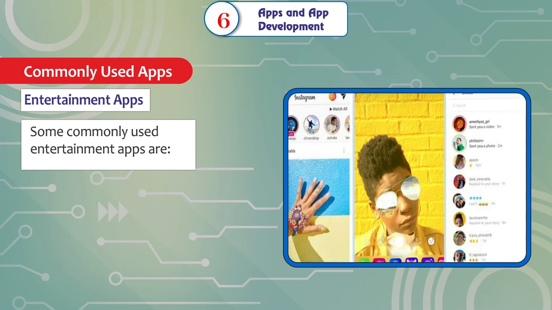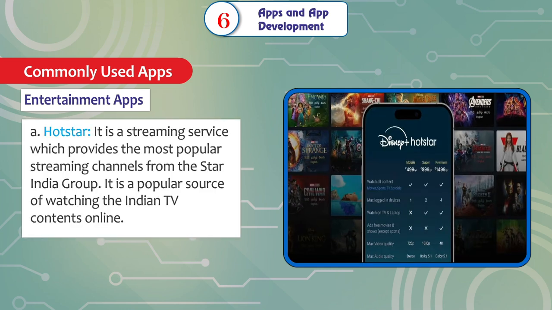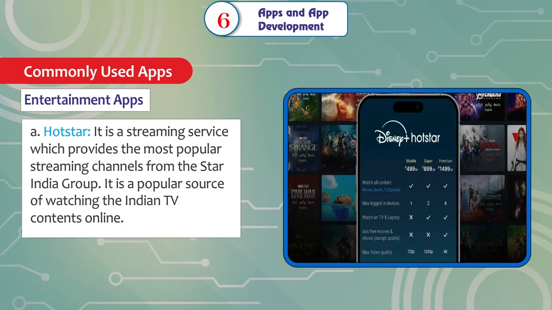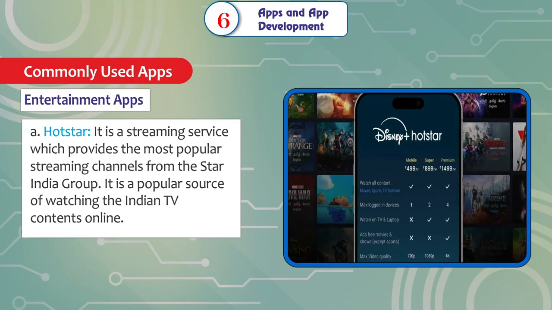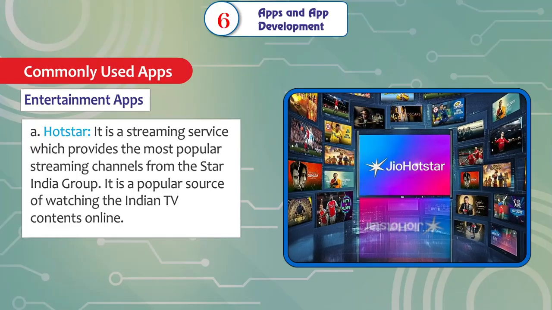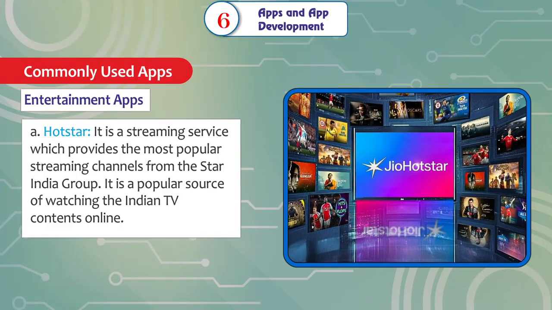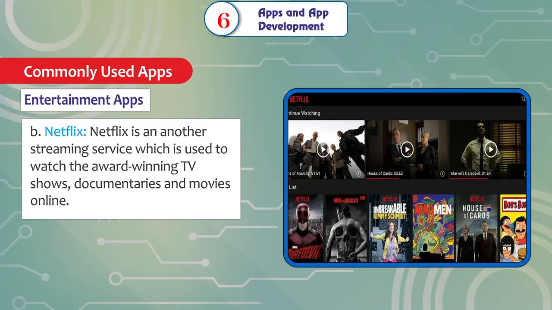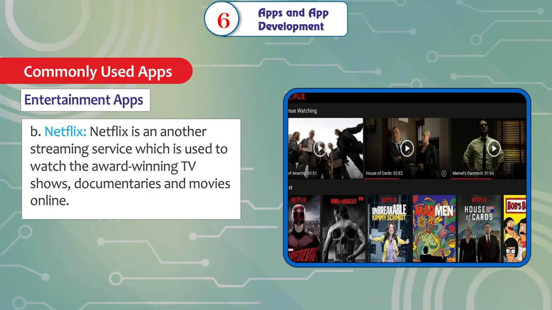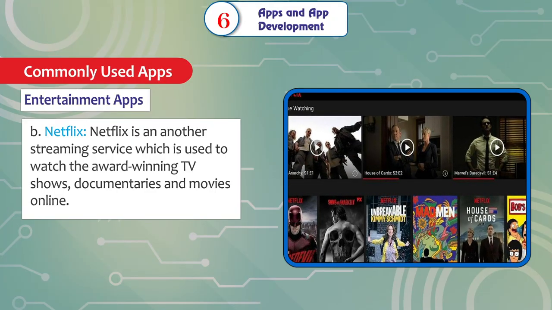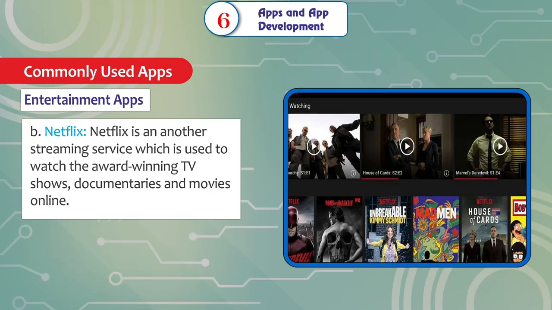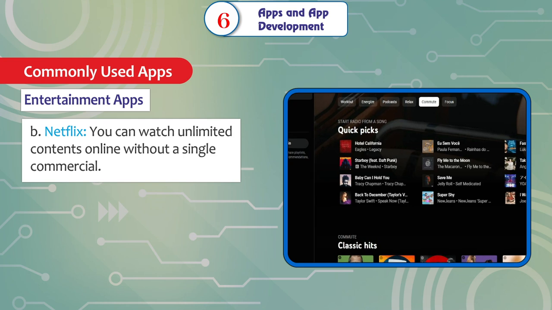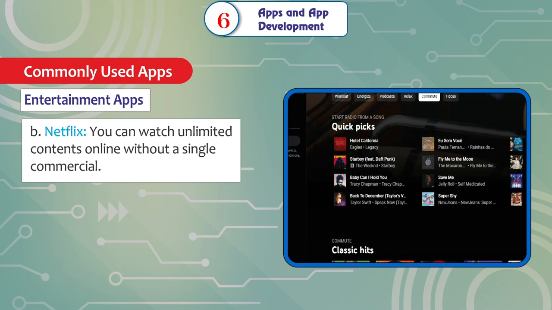Some commonly used entertainment apps are A. Hotstar. It is a streaming service which provides the most popular streaming channels from the Star India group. It is a popular source of watching the Indian TV contents online. B. Netflix. Netflix is another streaming service which is used to watch the award-winning TV shows, documentaries, and movies online. You can watch unlimited contents online without a single commercial.